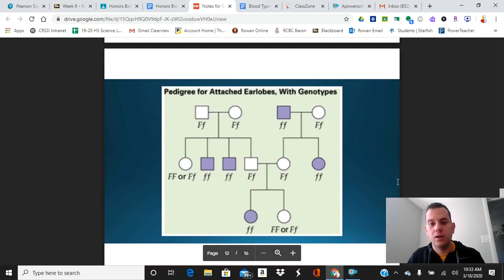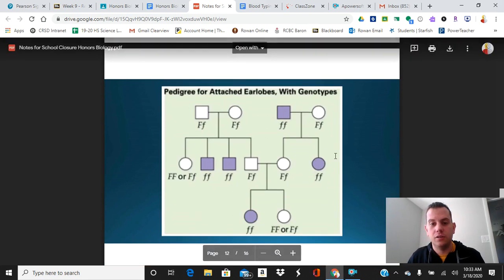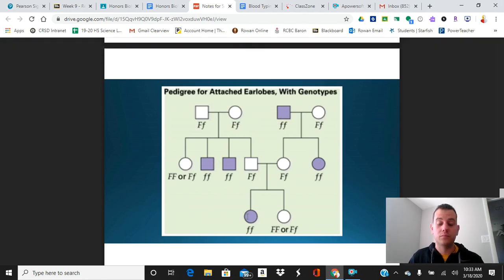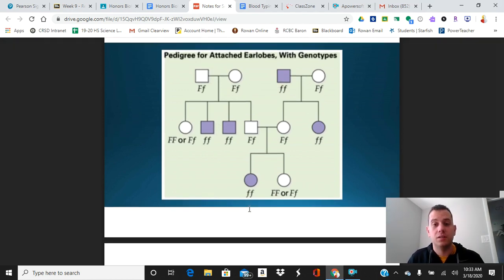Okay, so here's again a look with all of the genotypes. You can see that it is recessive. The only way to have it is to have both of the recessive alleles present.